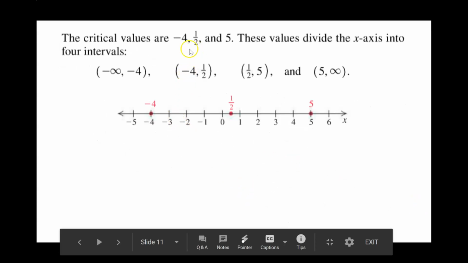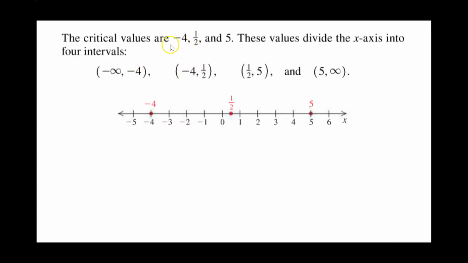So here are our test values for our intervals. We have -4, 1/2, and 5. Always put them in order, so this is the smallest one, this is the next one, this is the largest one. That way we know we go from -infinity to -4, then from -4 to 1/2, then 1/2 to 5, then 5 to infinity. So we actually got 4 intervals this time, so we get 4 test points: one from here, one from here, one from here, and one from here.